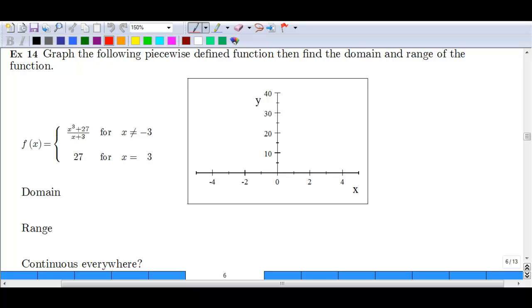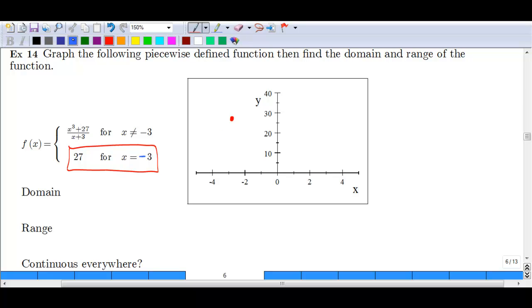In this case, we've got a function that's defined for every point except a single point, x equals -3, and then that point is filled in with this given information right here. So we can start off with the easy point and just say, okay, we need to plot the point -3 and 27. So we go to -3, we go up to 27, and we put a solid dot there.